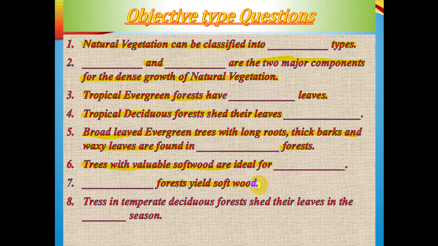That is coniferous forest. And the last objective type question, trees in temperate deciduous forest shed their leaves in the dash season. Now there are two seasons to shed their leaves for the deciduous. One is summer season and another one is autumn season. So for temperate it is autumn season and for tropical it is summer season. Now the next question.